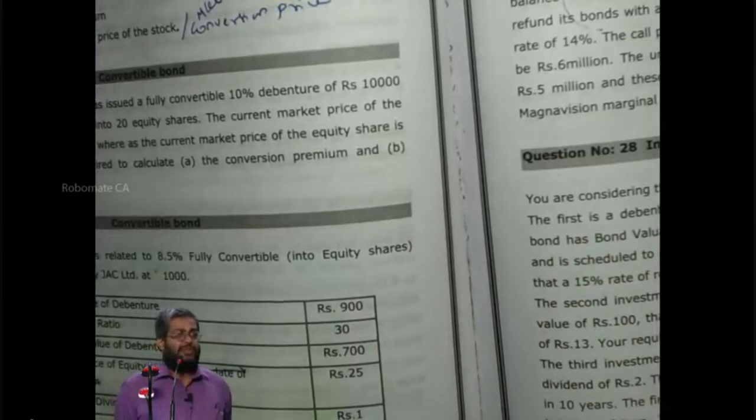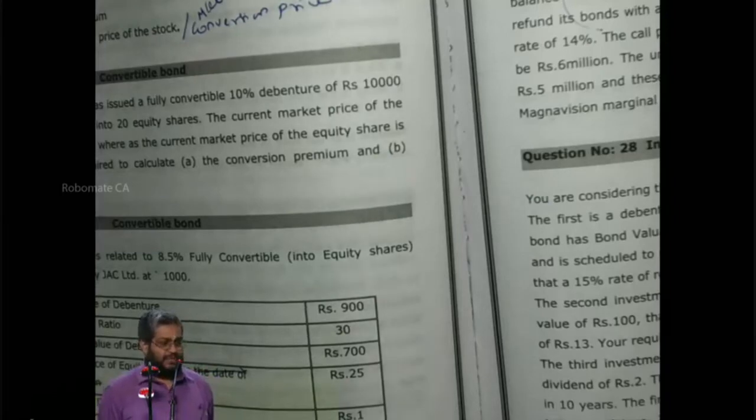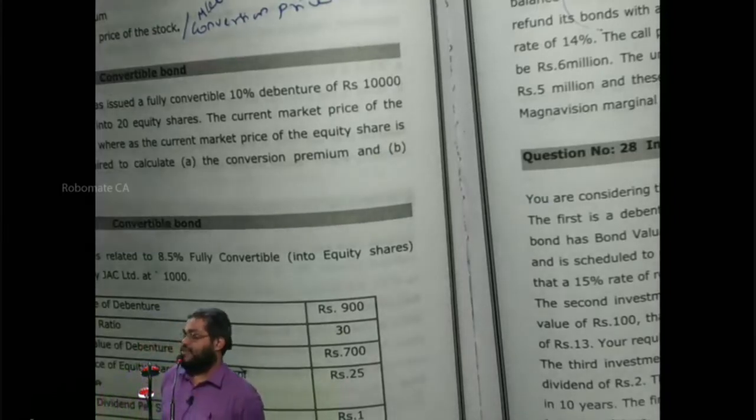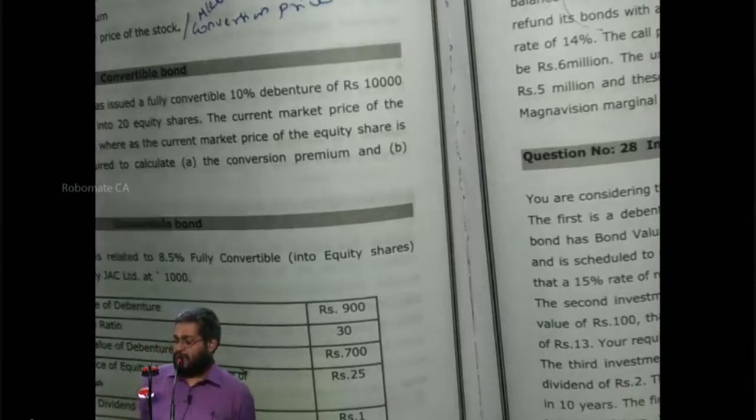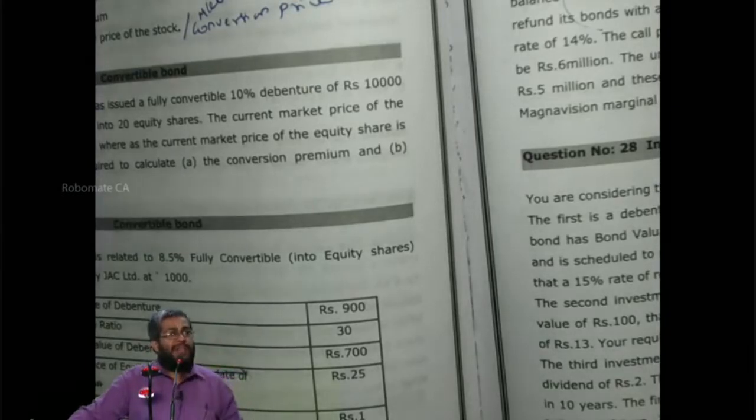Premium is equal to convertible bond value minus straight bond value. Which is equal to, tell me, what minus what? 900 minus 700. Is it how much rupees? 200 rupees. Can you tell me what is the other name for this 200 rupees? Downside risk.